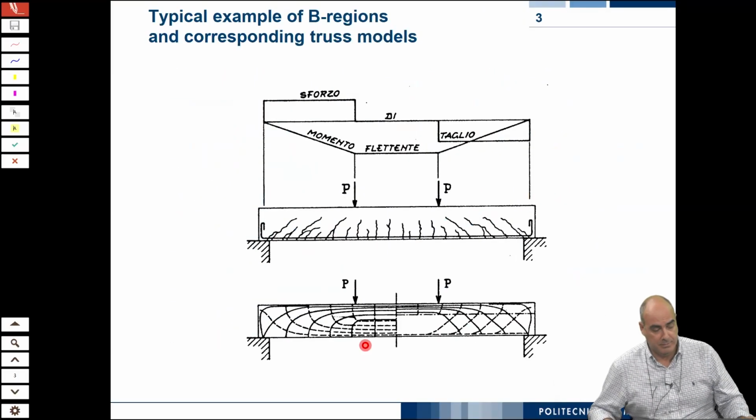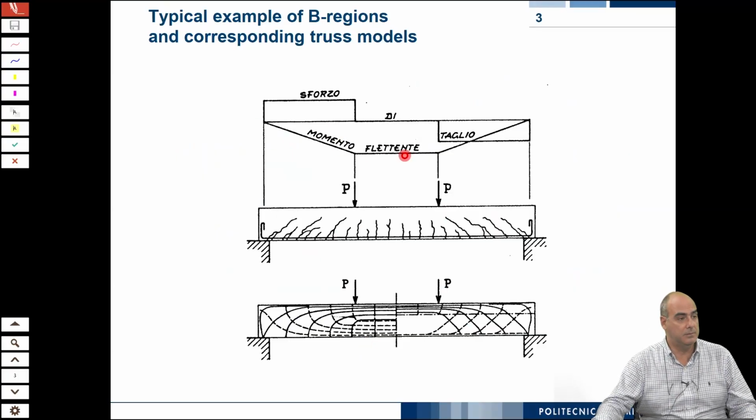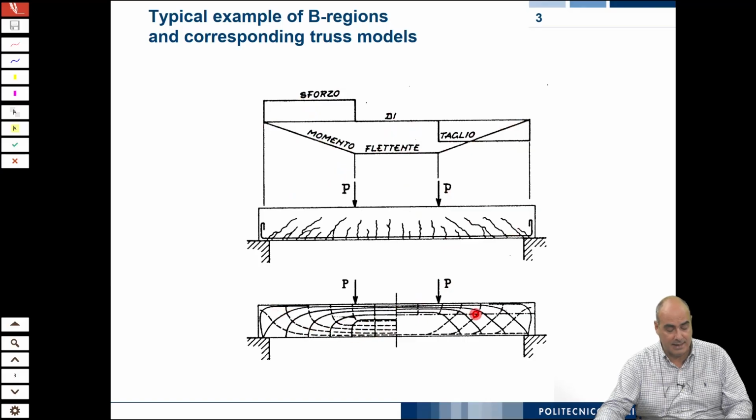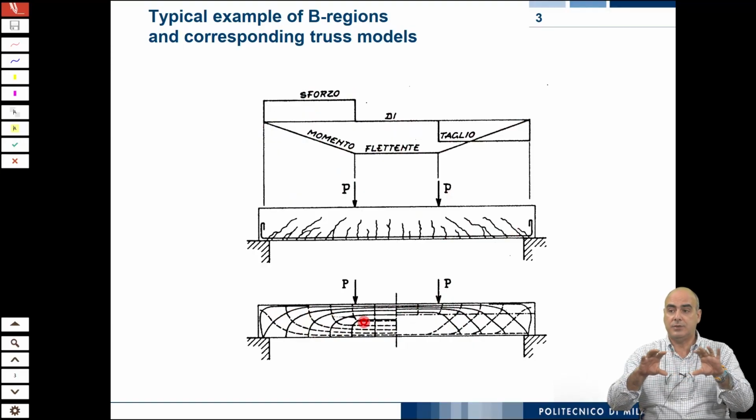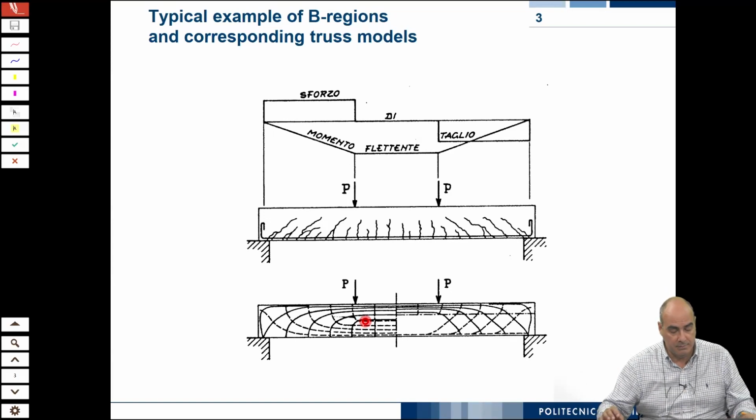For example, think of this beam. You have this beam with these loads. The diagram of the bending moment is this one, and the diagram of shear is this one. If you draw the tensile and compressive stress flow lines, the dashed lines are the tensile stresses, and the solid lines are the compressive stresses. You see that in this central region, the stress lines are very regularly distributed. So here, you can really apply the beam analogy.